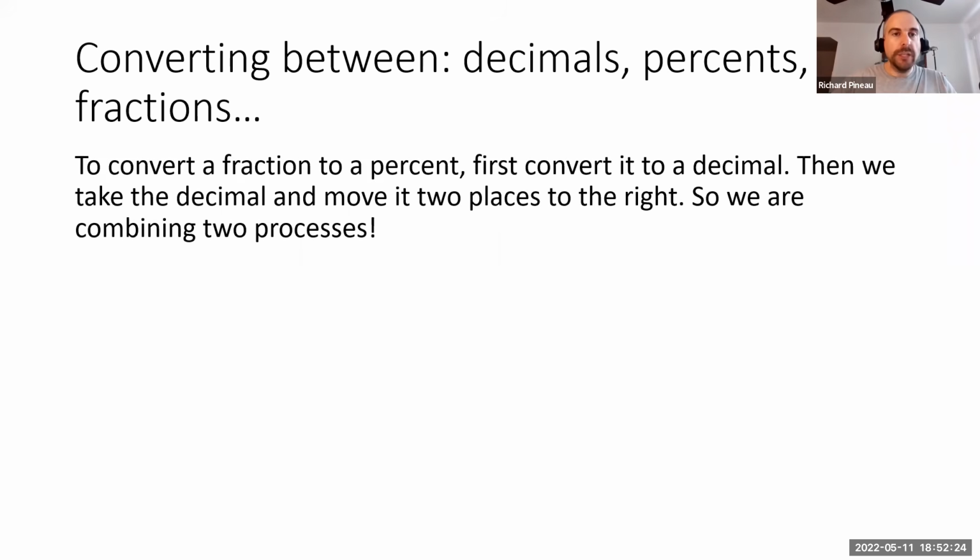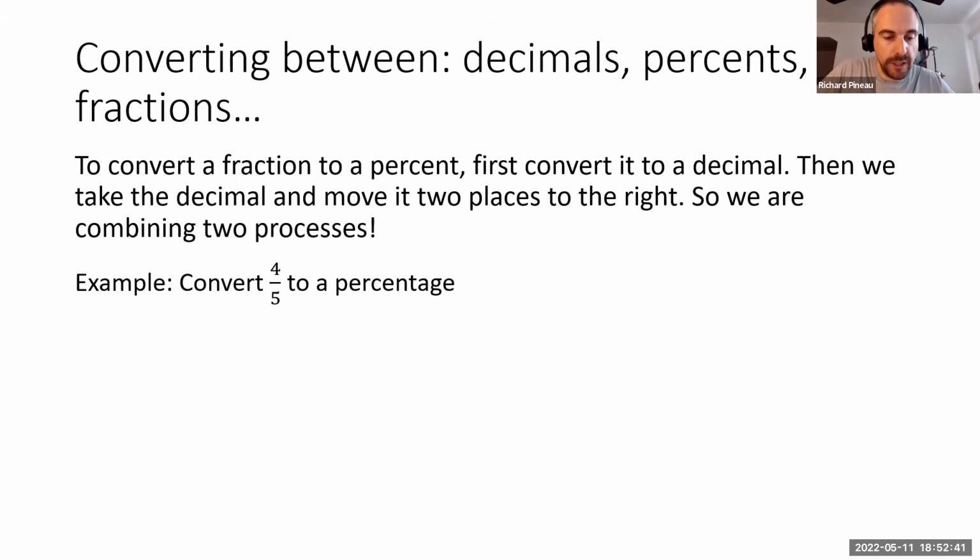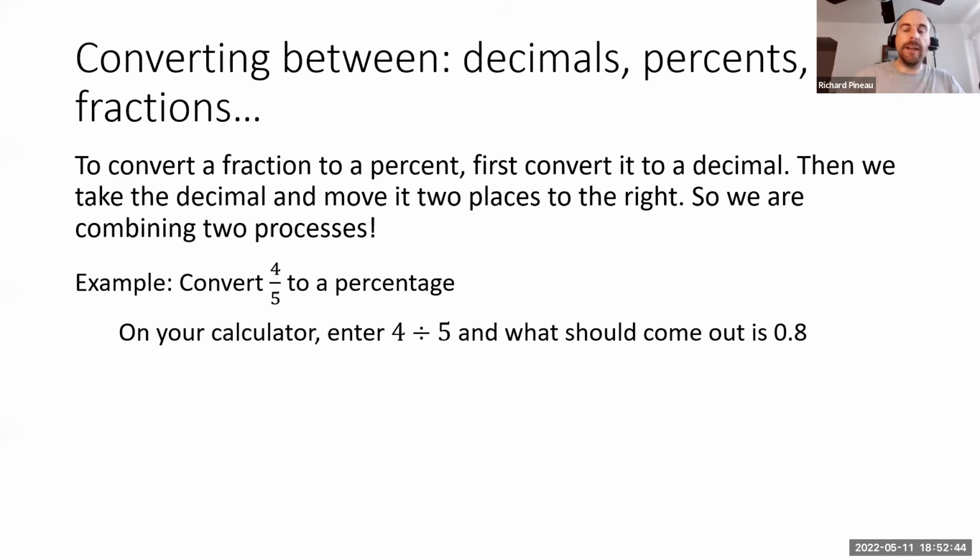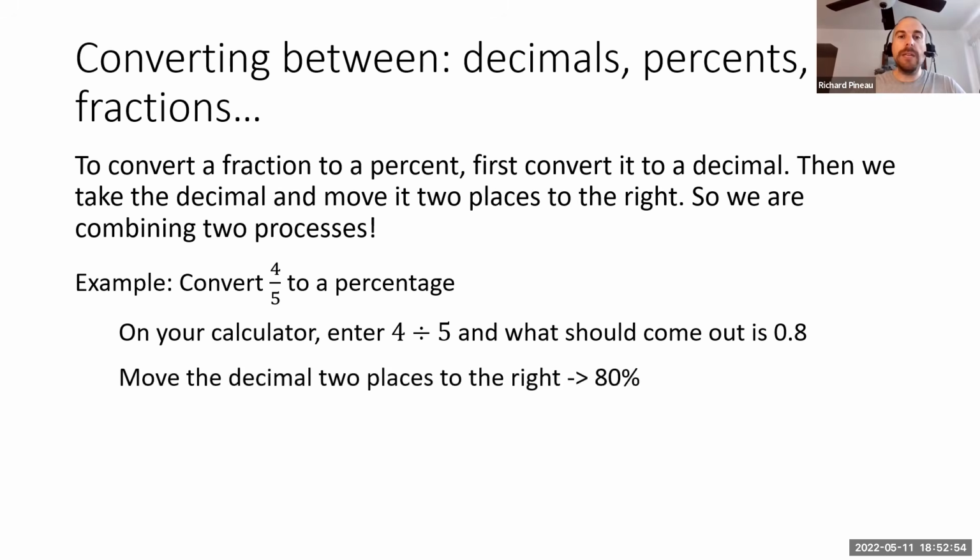Now, to convert a fraction to a percent, we first have to convert it to a decimal, which we know how to do because we just did it. We take the decimal and we move it 2 places to the right. So what we're actually doing is combining 2 processes that we've just learned. Let's convert 4/5 to a percentage. On the calculator, we type in 4 divided by 5, and what should come out is 0.8. You might say, well, this looks familiar. I know, we just did it. So there it is as a decimal. Now what we need to do to get the percentage is move the decimal 2 places to the right. So you get 80%.